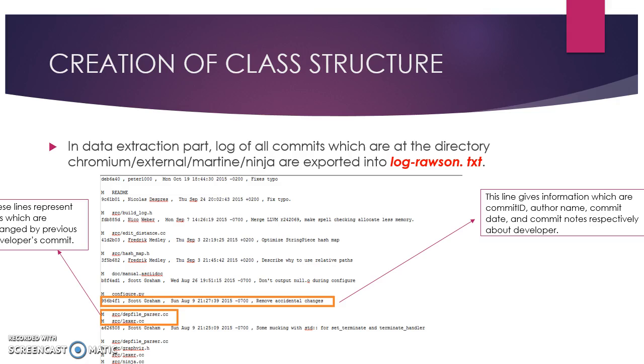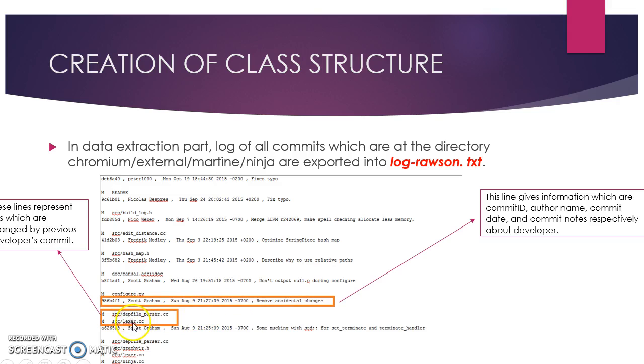In the creation of the class structure, also in the data extraction part, the log of commits for the directory in the Ninja repository was exported, as I said before, to the log_row_some.txt file. In our last txt file, after using git log commands, we have the commit ID, the name of the author, the date of the commit, and some notes that he made.